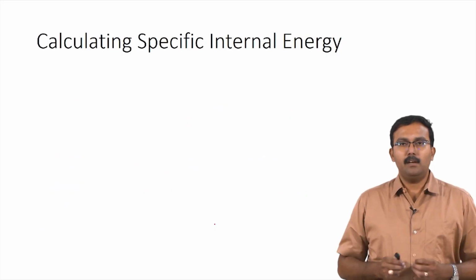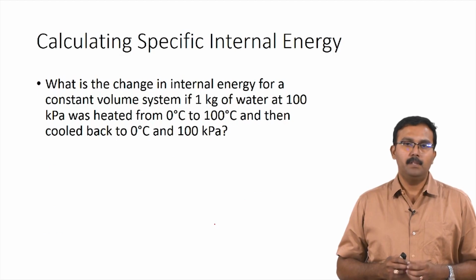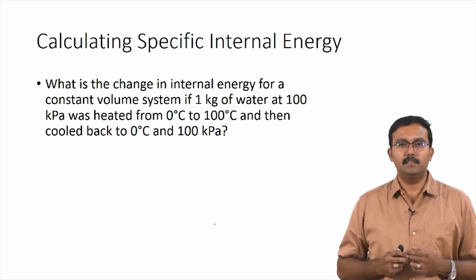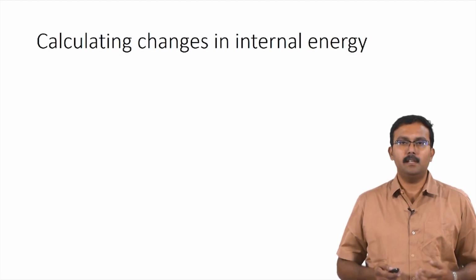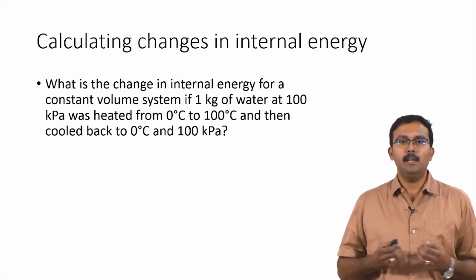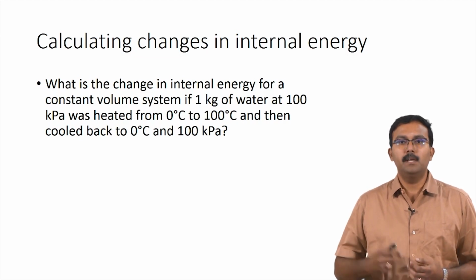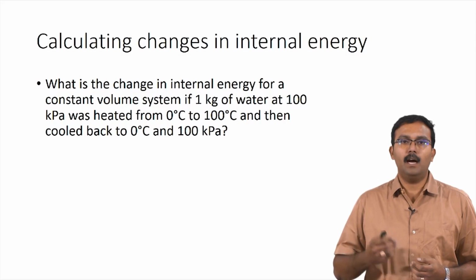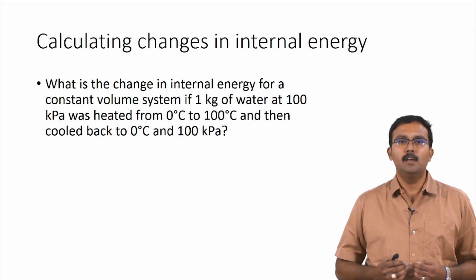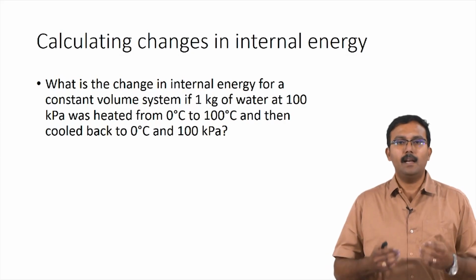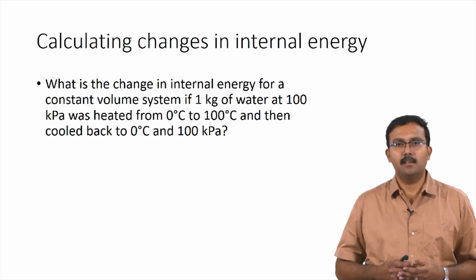So, when we talk about calculating specific internal energy, let us see a simple example problem which will help us understand this. Let us see if we can identify the change in specific internal energy for this simple system. Can you tell me what the change in internal energy would be for a constant volume system if 1 kilogram of water at 100 kilopascals was heated from 0 degree Celsius to 100 degree Celsius and then cooled back to 0 degree Celsius and 100 kilopascals?